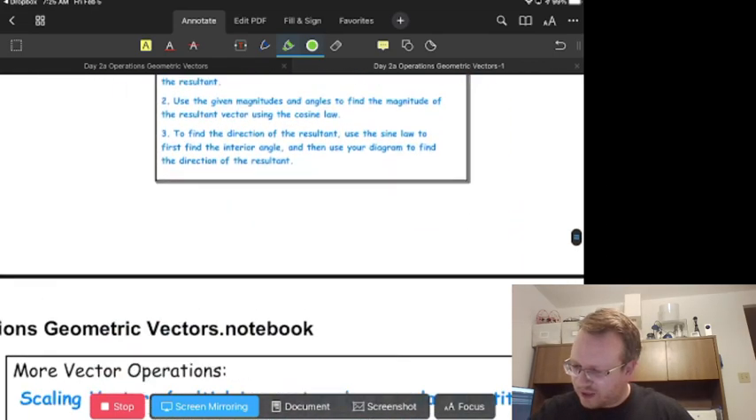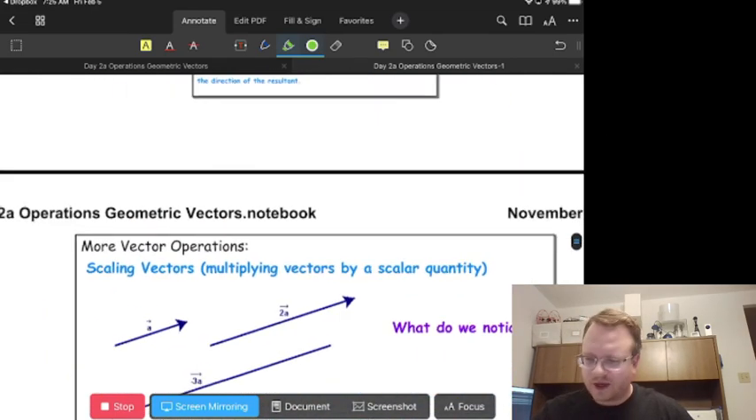All right, we have successfully added some vectors. What else can we do with vectors besides addition? Let's see.